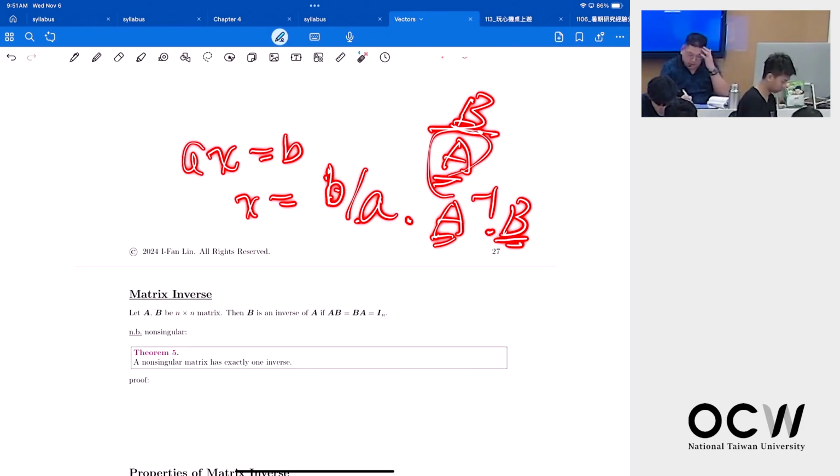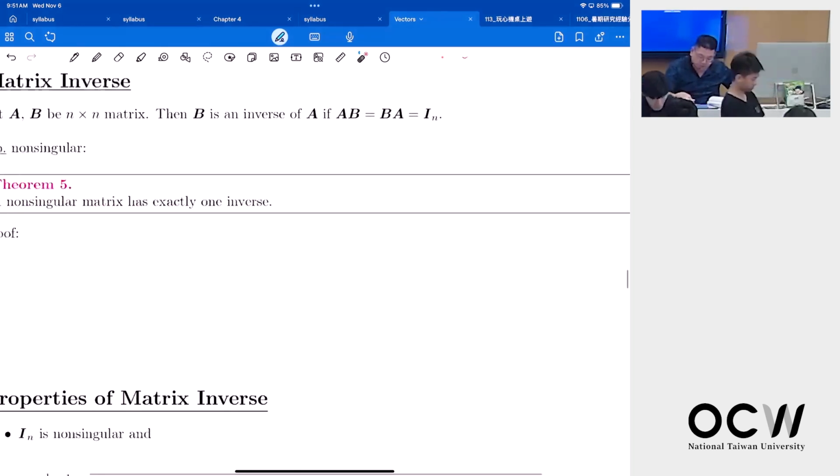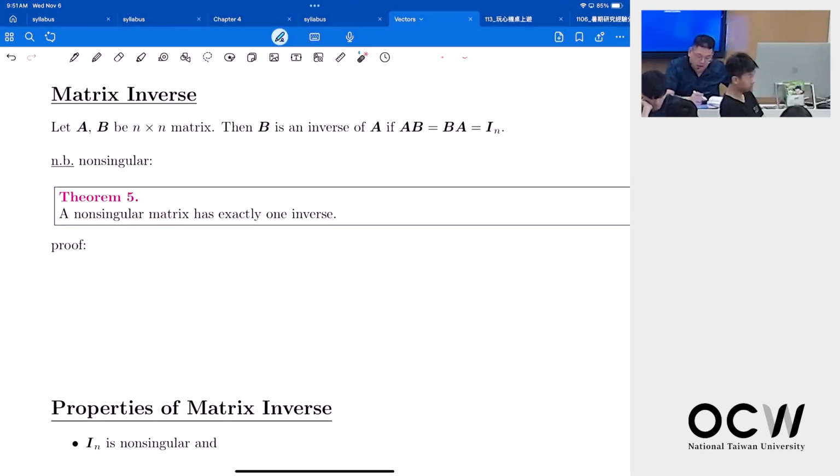Okay. So how do I find the A inverse? And do we have some rules or properties for the inverse matrix? First, let's see. How do I know that B is an inverse of A? If I have two matrices, A and B, if A times B or even B times A is an identity matrix, then we say B is an inverse of A, or A is an inverse of B.